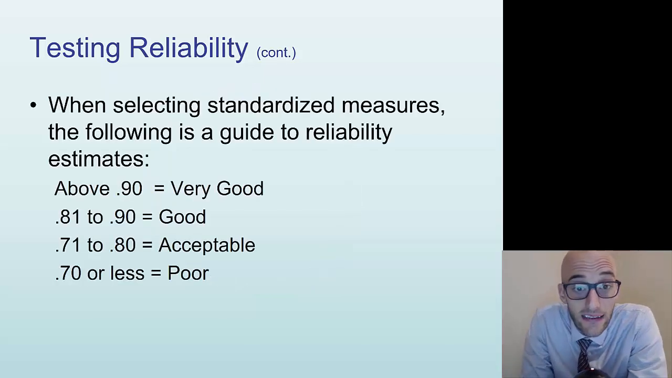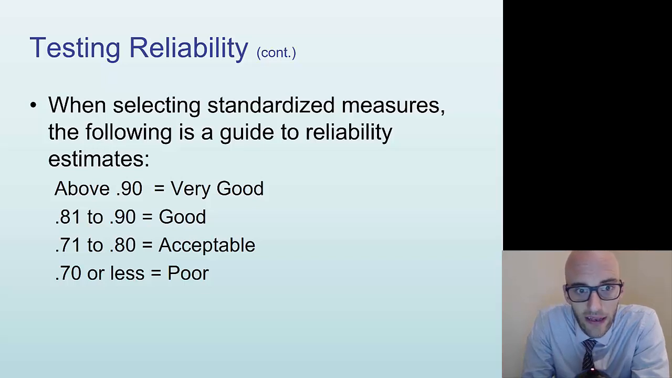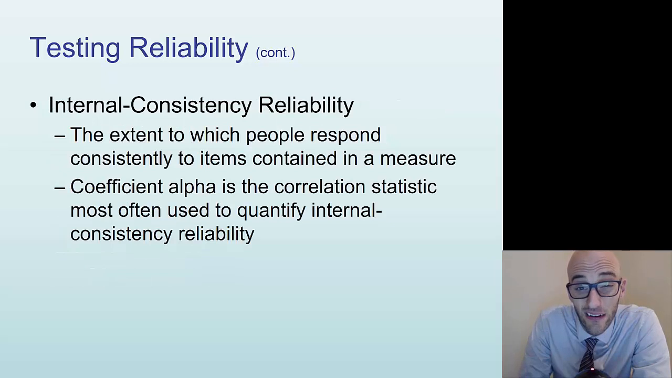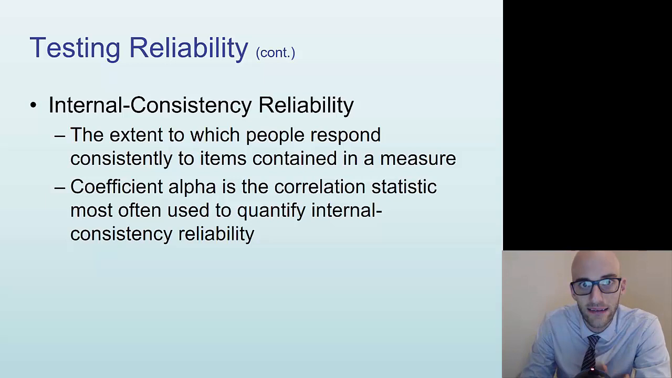So again, when selecting standardized measures, the following are good guidelines for estimating reliability. Above 0.9 is very good, 0.81 to 0.9 is good, and so on again. Another form of reliability is internal consistency reliability, which is the extent to which people respond consistently to items contained in the measure. So if all the items in a measure are meant to measure the same construct, maybe if you had a measure of anxiety, for instance, the Beck Anxiety Index, all those items should be correlated pretty closely to one another.